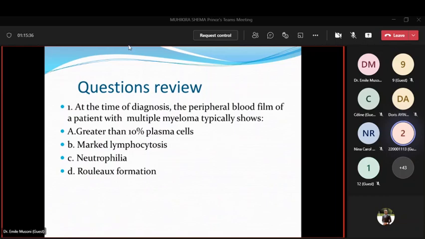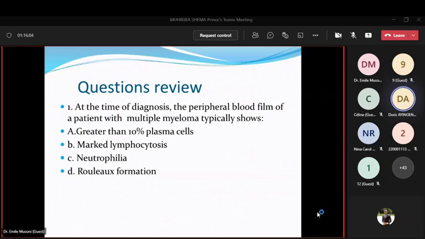Because of increased immunoglobulins. Look at the question. At the time of diagnosis, the peripheral blood film. Do you know what is peripheral blood film? That is a layer of the blood. A patient with multiple myeloma typically shows.